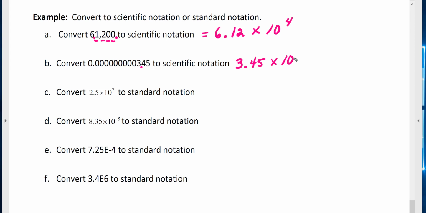Let's see how many decimal places we moved it. We moved it 1, 2, 3, 4, 5, 6, 7, 8, 9, 10 places. That 10 will go as the exponent 10. Since it's an extremely small, minuscule decimal number, we're going to say that exponent is negative.